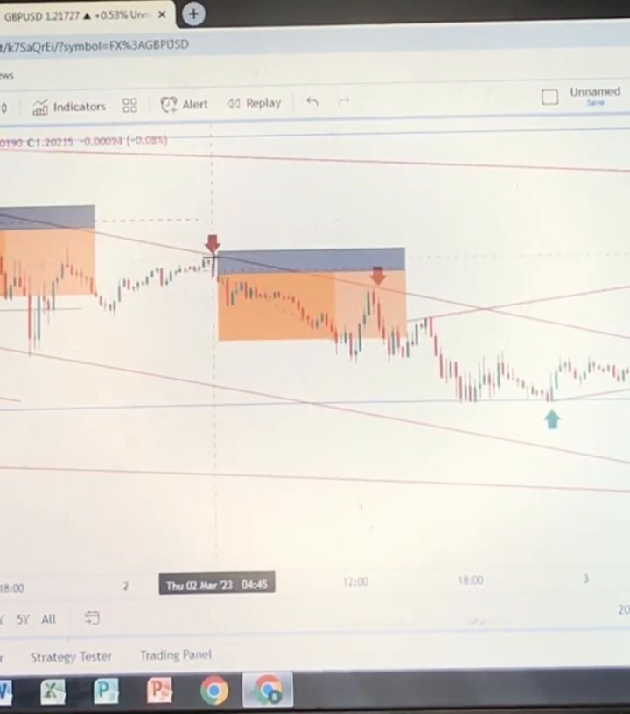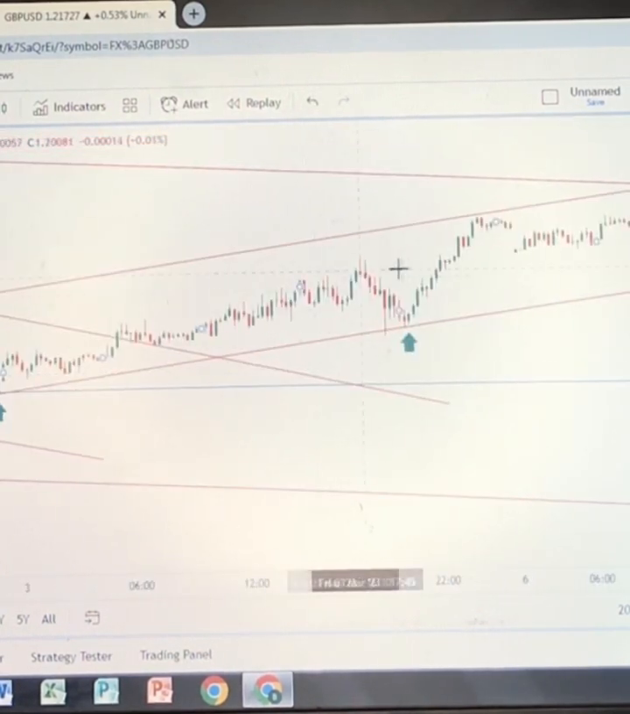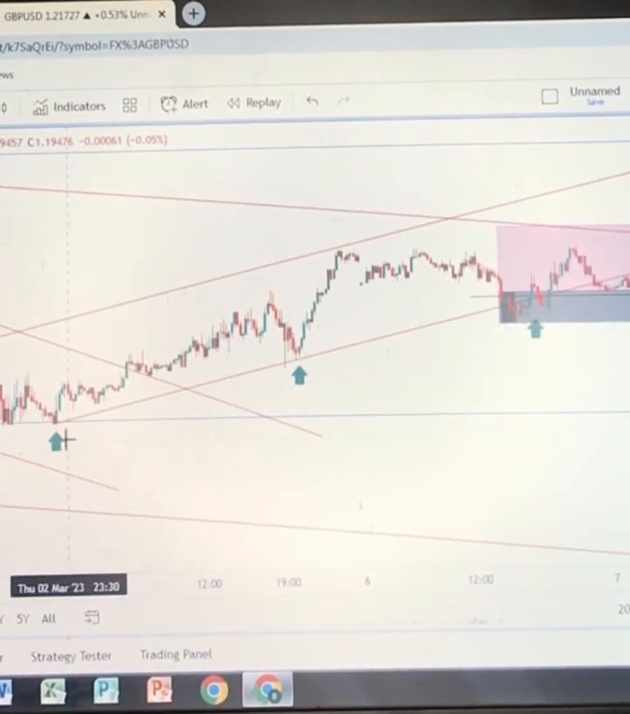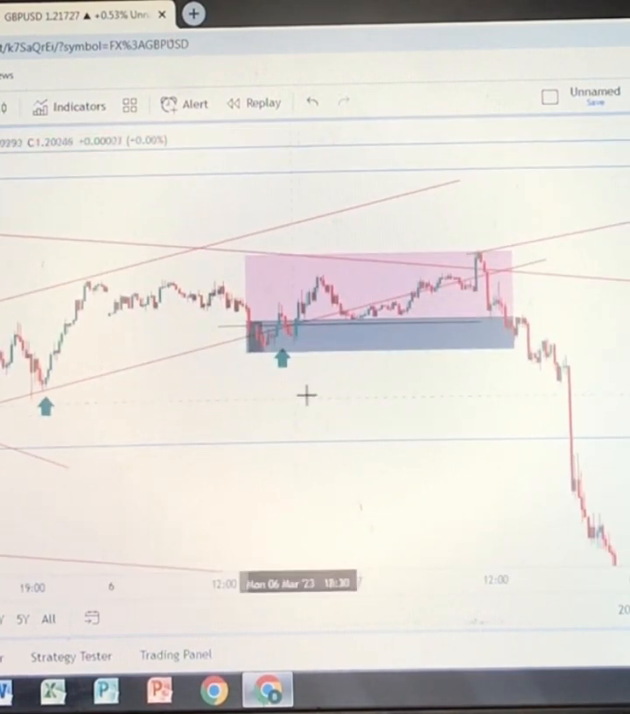On the fourth touch as well, I went to my 5-minute time frame to execute this trade. It went well as well. And then I also drew another trend line here. As we can see, we have the first touch, second touch, and then third touch.